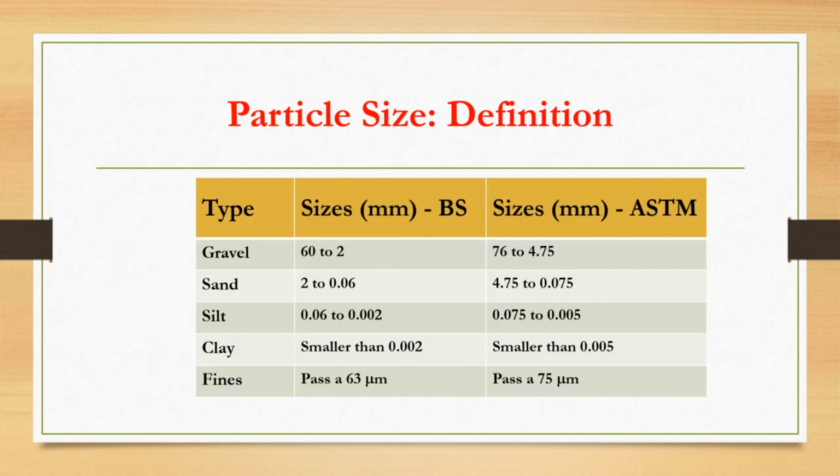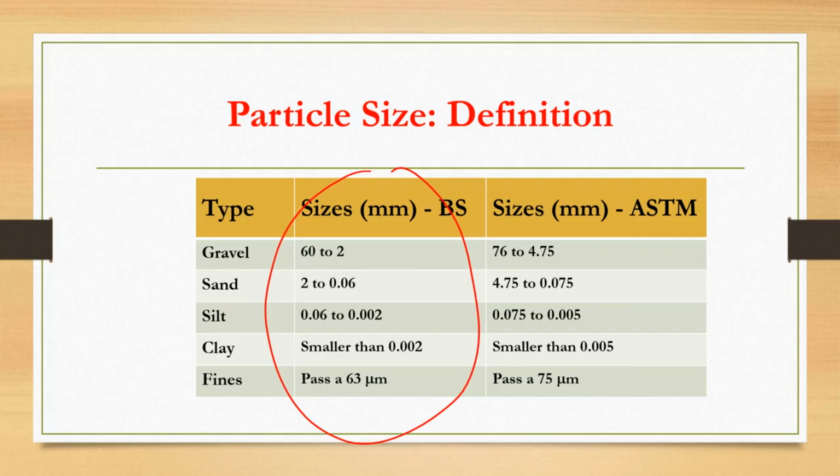This table shows a range of particle sizes for different types of soil with different standards. You will notice that there are slight differences in terms of sizes. In this topic, in most cases, the range of sizes for each type of soil will be discussed on the basis of British Standard and also ASTM, but we normally follow British Standard more compared to ASTM.